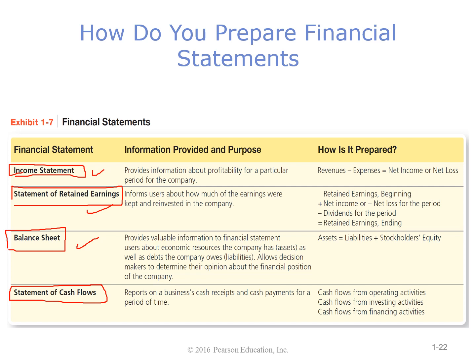The income statement provides information about the profitability of a particular period of the company, and it is prepared by adding all the revenue and subtracting all the expenses. As we said before, the result is either net income or net loss. The statement of retained earnings informs the user about how much of the earnings were kept and reinvested in the company. This is the retained earnings we talked about: retained earnings beginning plus net income, or minus net loss if it is a loss, minus dividends, equals retained earnings.